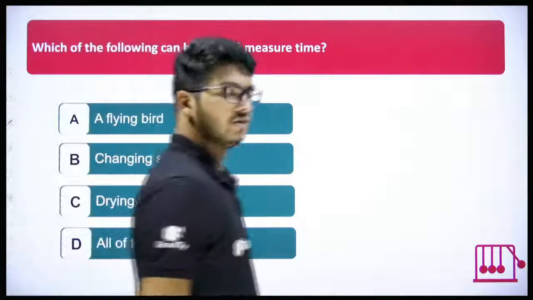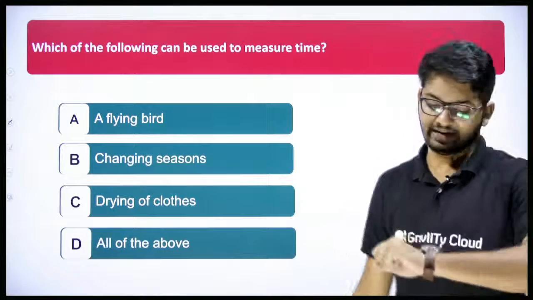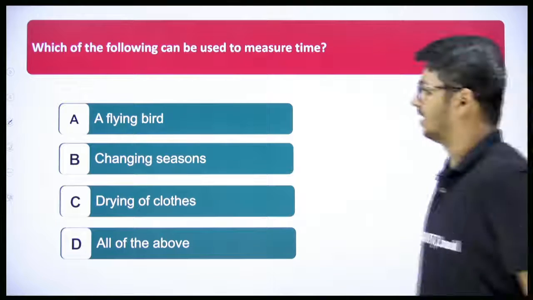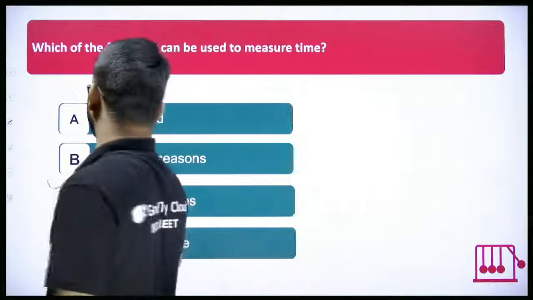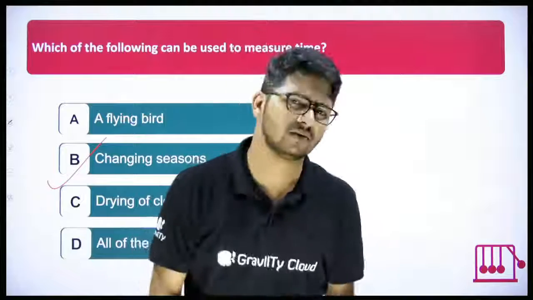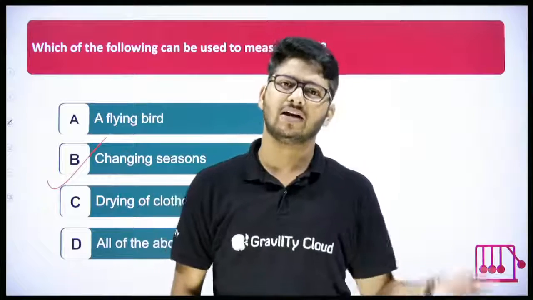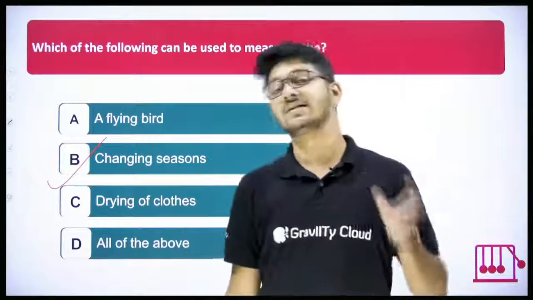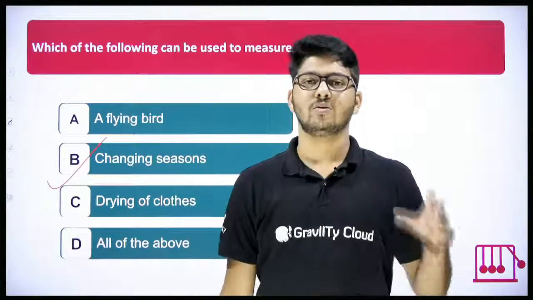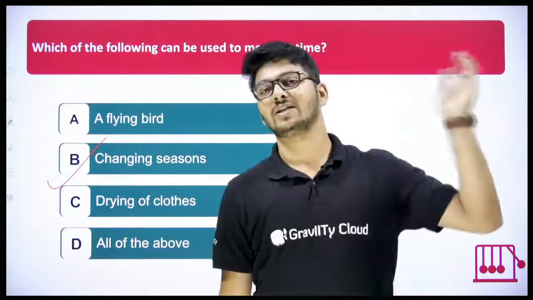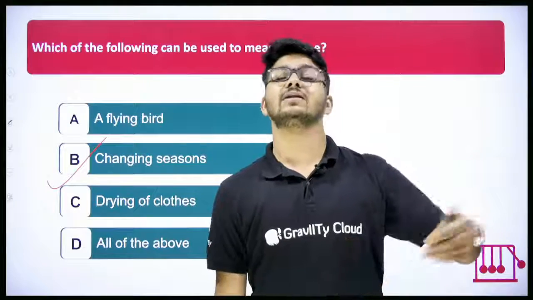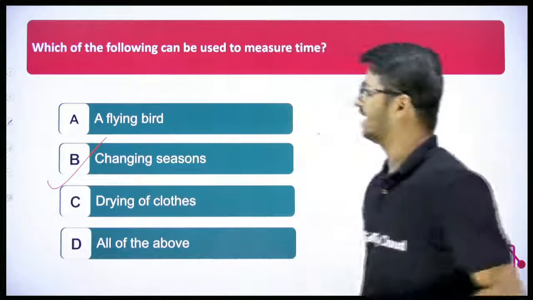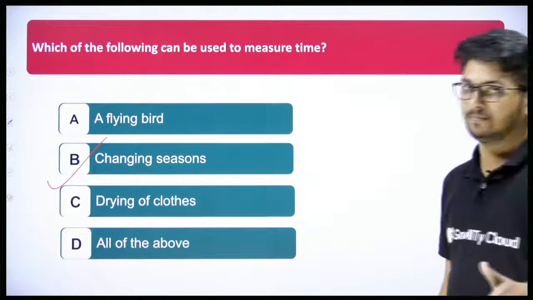What do you think? A, B, C, and D. The correct answer is changing seasons, because a flying bird is random. We don't know for how long it will fly, after how long it will come back. But we know changing seasons, we know the exact time. One season has gone, the same season has again come, that means it is 1 year. Yes or no? The changing of seasons can be used to measure time.